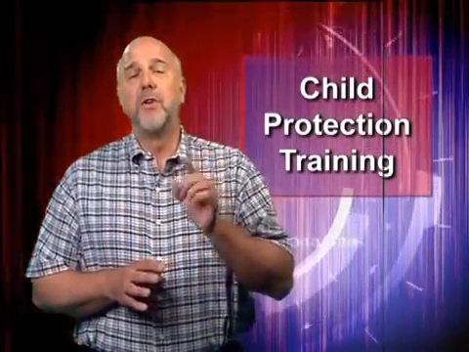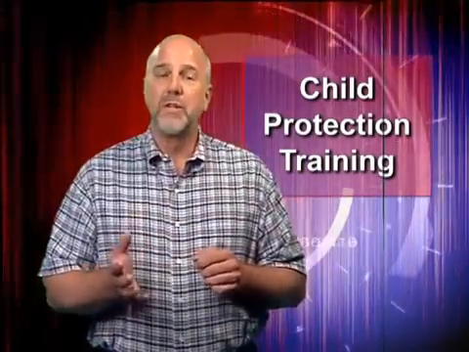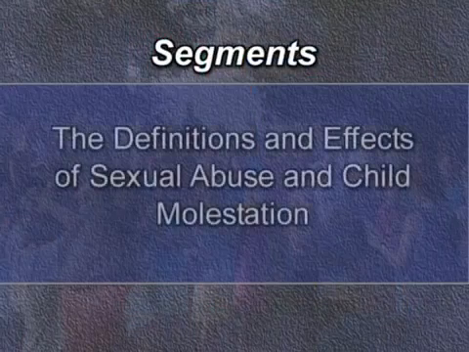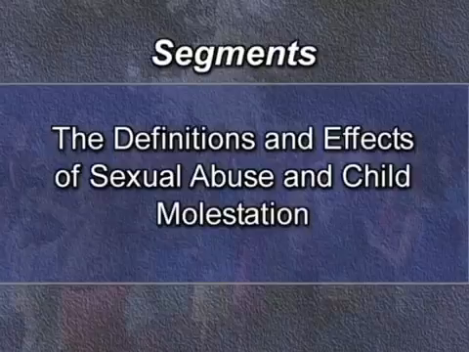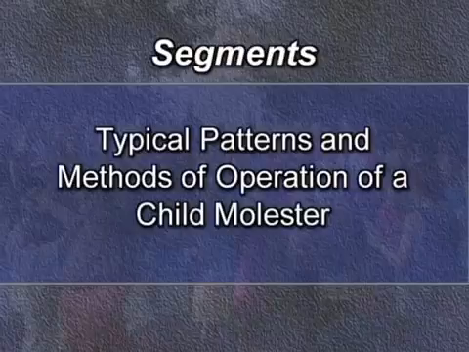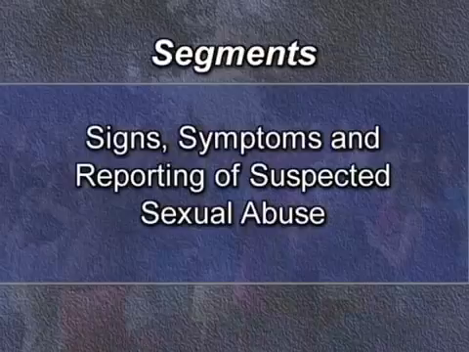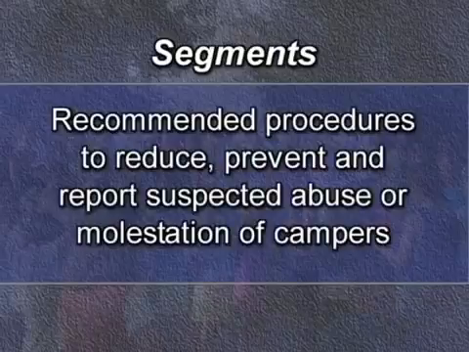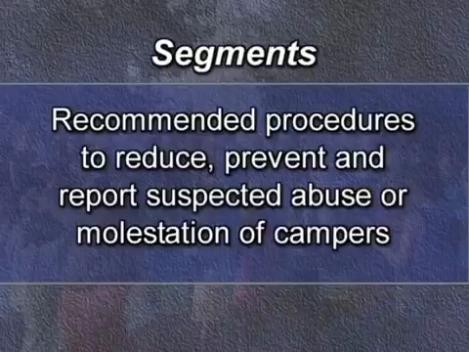This video is divided into 4 segments, with a time for review at the end of each segment. Take time to discuss and review statements or questions before advancing to the next segment. The segments are the definitions and effects of sexual abuse and child molestation, typical patterns and methods of operation of a child molester, signs, symptoms, and reporting of suspected sexual abuse, and recommended procedures to reduce, prevent, and report suspected abuse or molestation of campers.